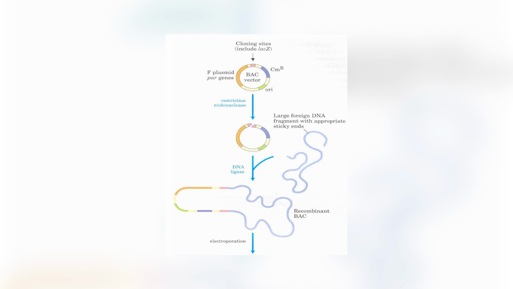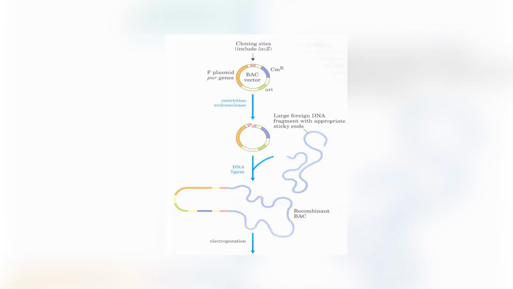So, first on the top you can see this is a vector carrying all the necessary genetic elements to act as a bacterial artificial chromosome, and at a particular restriction site it is opened, and the large foreign DNA, which is not a small size, may be up to 300 kilobases, is inserted into it. The whole recombinant, this is the first recombinant, is then electroporated.